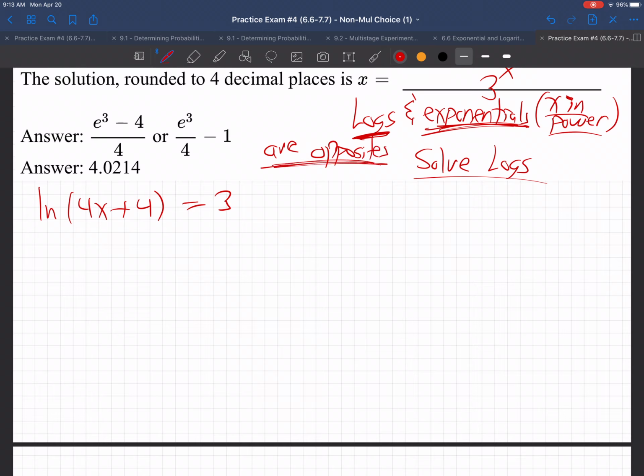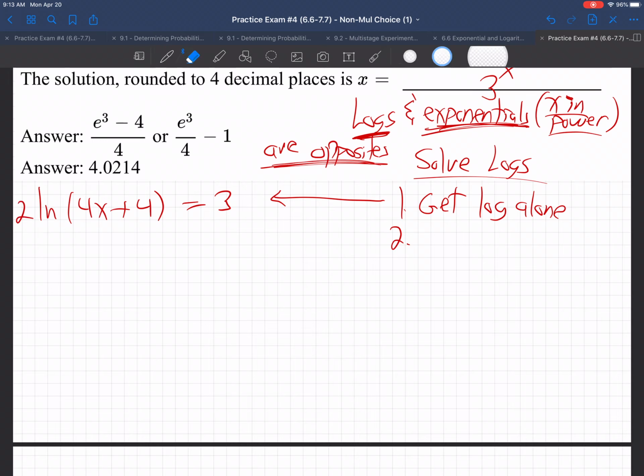So that's a very important point that you want to get in these sections dealing with exponentials and logs. They're opposites. So if you have a log, you use an exponential to get rid of it. Or if you have an exponential, you use a log to get rid of it. So step 1, get the log alone. It already is alone. Meaning if there was like a 2 in the front or something like that, I would divide that away, get rid of that. It's already alone.